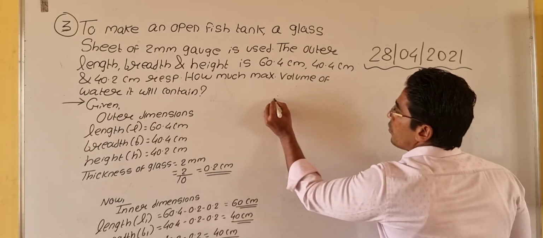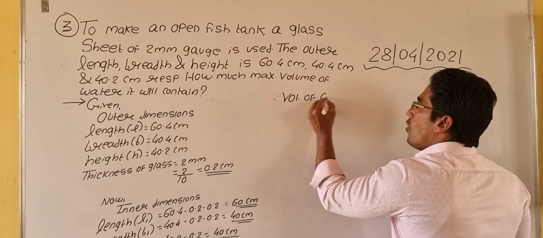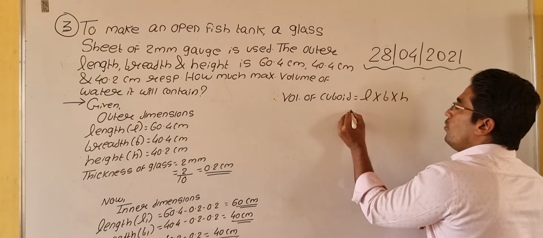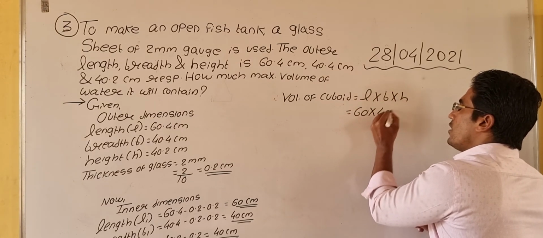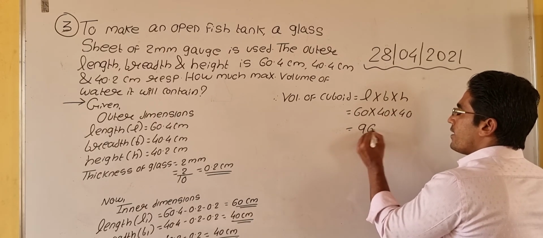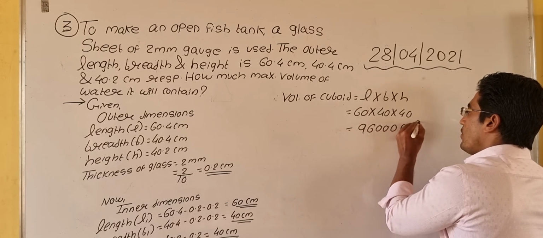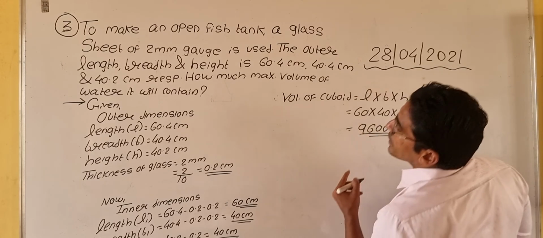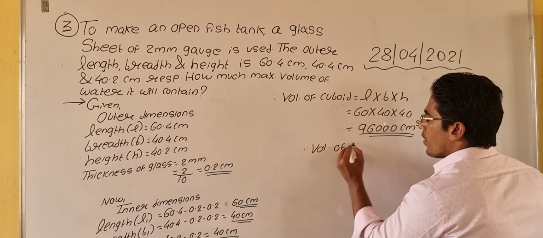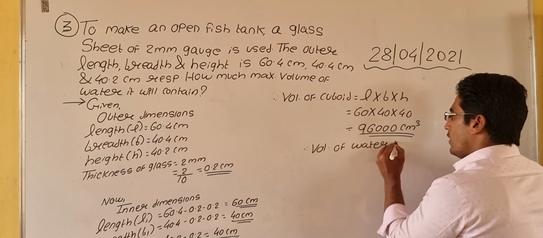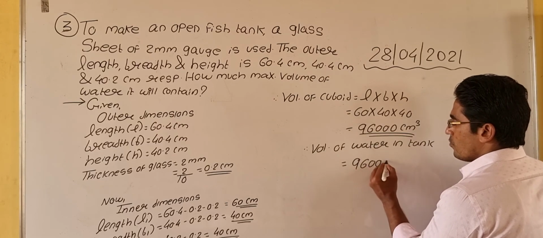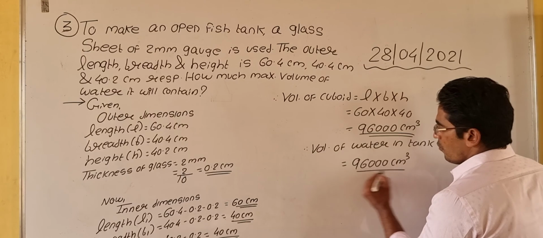What we have to find out? Volume. Therefore volume of cuboid. What is the formula? L into B into H. What are the inner dimensions? 60 into 40 into 40. 6 4s are 24. 24 into 4 is 96,000 centimeter cube. So how much maximum volume of water it will contain? Therefore volume of water in tank is equal to 96,000 centimeter cube.